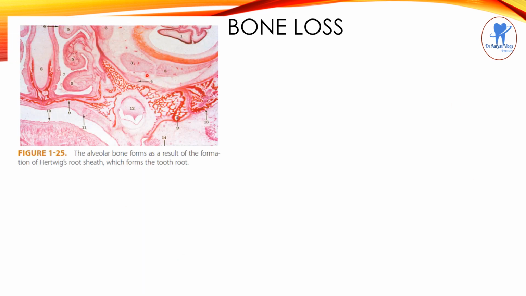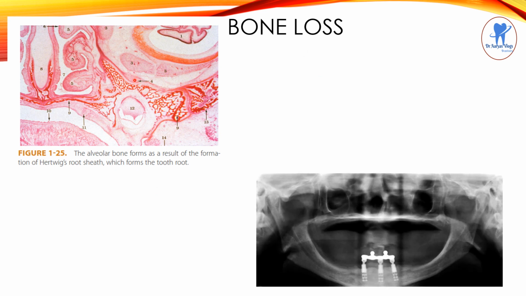So this is the bone loss. Here alveolar bone forms as a result of the formation of Hertwig's root sheath, which forms the tooth root. When no primary or secondary tooth root is present, the alveolar process does not form. This panoramic radiograph is from a 35-year-old patient with ectodermal dysplasia with complete anodontia, that is tooth loss of both primary and secondary teeth. Basal bone developed but not the alveolar process. Three anterior implants in the mandible help to retain the lower denture.